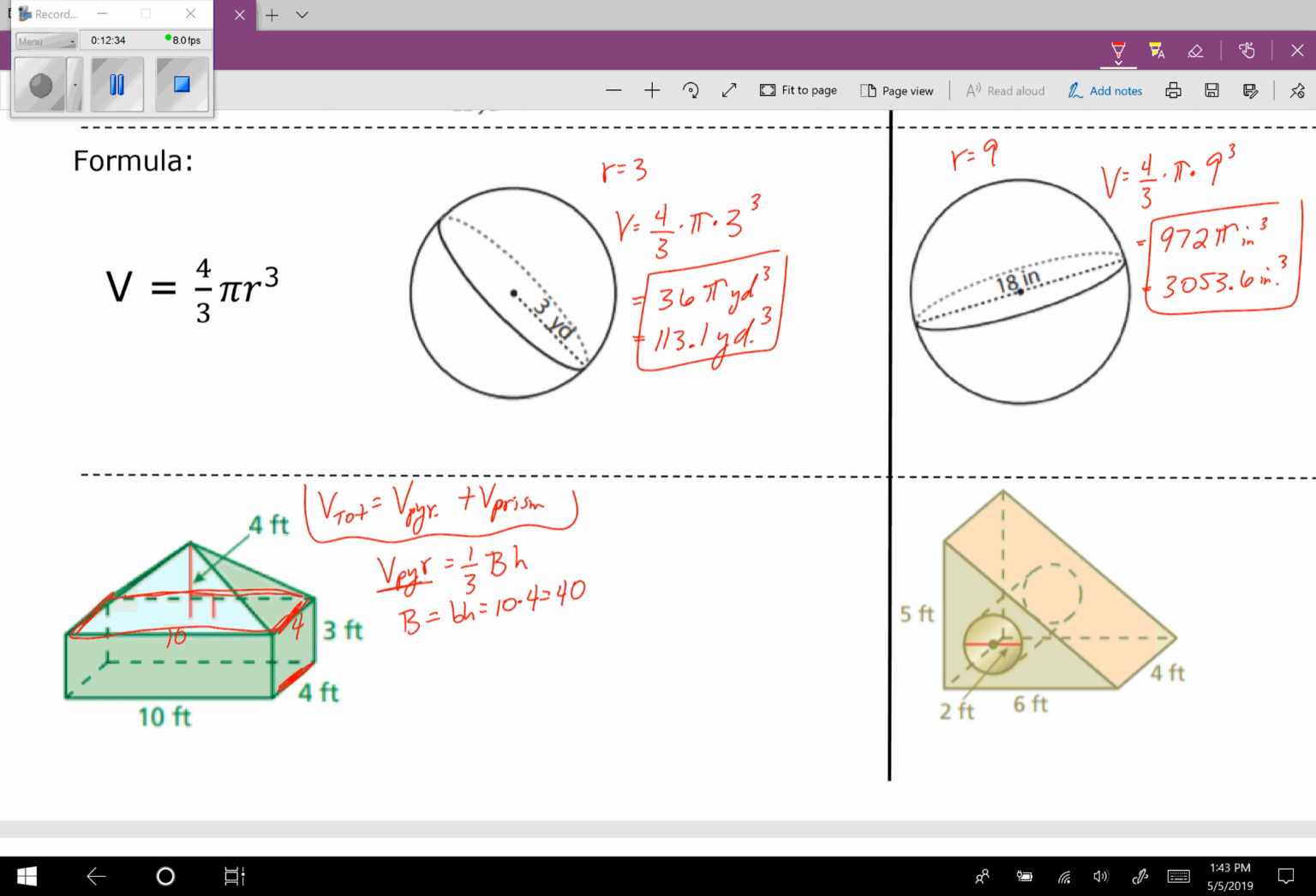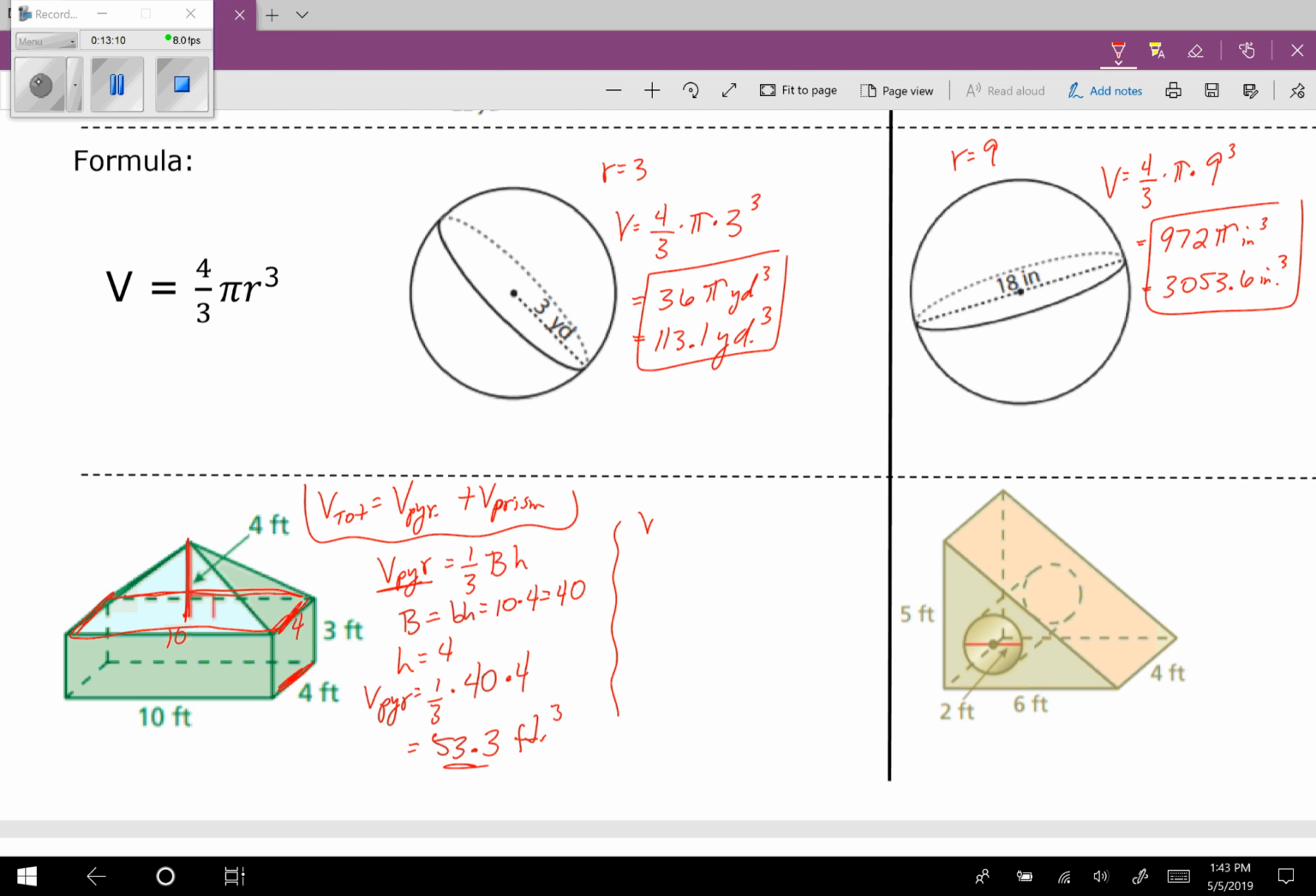Now we have to look at the height of the pyramid itself. So how tall is this pyramid? It's 4 feet tall. So the volume of the pyramid is 1/3 times 40 times 4, which when you plug that in, you will get 53.3, and I just rounded that to the nearest 10th, feet cubed. Okay, so that's the pyramid.